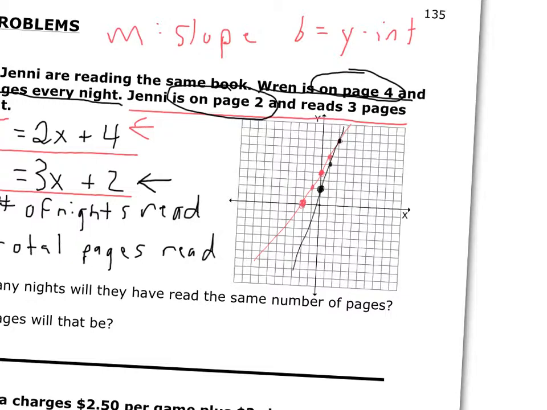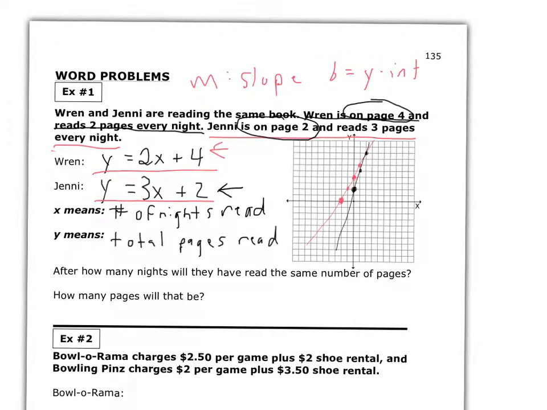Okay, so we see the intersection, and it asks, after how many nights will they have read the same number of pages? So let's go ahead and get our ordered pair solution. We know that the ordered pair solution, you go over 2 and up 8. Since we know that our x value means the number of nights read, for our first question, after how many nights will they have read the same number of pages, our x value is 2, so our answer is 2.